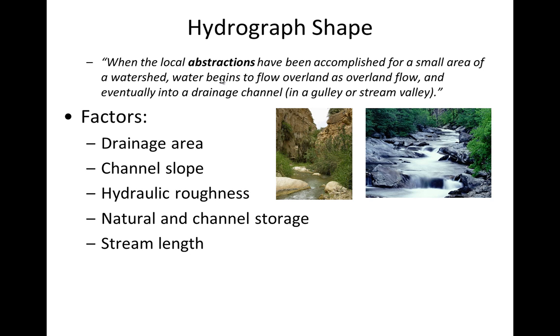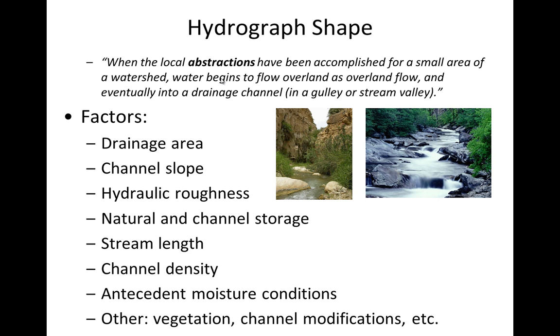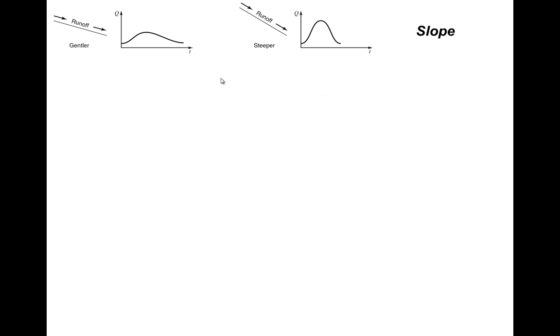There can be other factors as well, like the amount of storage inside of a channel, or if there are puddles and ponds along the way, as well as the stream length and the shape of the stream. Other factors as well that we'll go through here and take a look at some of the things that can have an effect on the hydrograph shape. And so comparing a relatively gentler slope to a relatively steeper slope, you can see that of course the steeper the slope inside of the watershed, the higher the peak will be. And the reason for that is that a steep slope allows water to be transmitted more quickly.